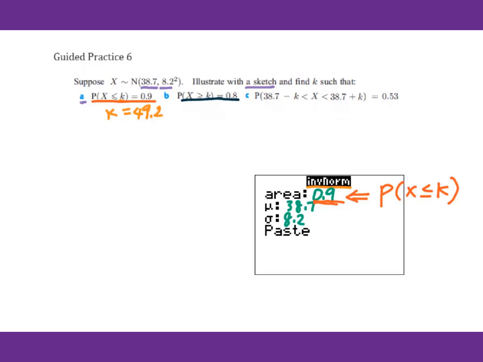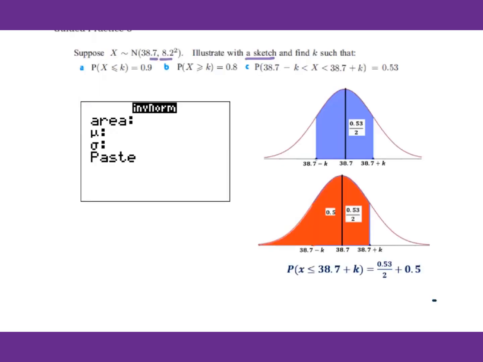For this question, you have to change it into probability x less than or equal to k, which equals 1 minus 0.8. You don't have to work this out. You can just put it into the area part. It's 1 minus 0.8. Then you get k equals 31.8. Go to C.